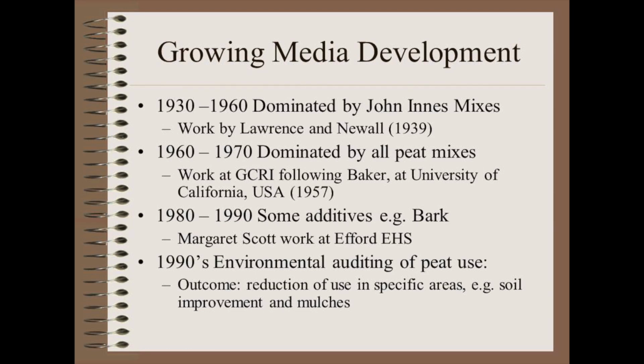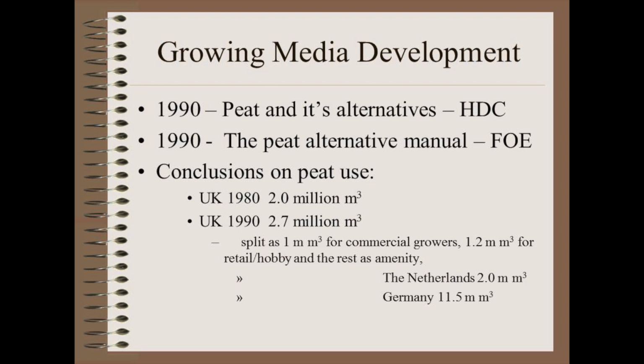Moving on to the 1990s then, the environmental lobbyists came along, started auditing peat use, and what we found as a result of this was that peat use started to be removed from certain substrates, primarily soil improvers and mulches. So there were changes afoot in the 1990s. On the back of that, we had the peat and its alternatives report by the HDC, and also the peat alternatives manual by the Friends of the Earth. So things were moving in terms of developing and the environmental pressures on peat use.